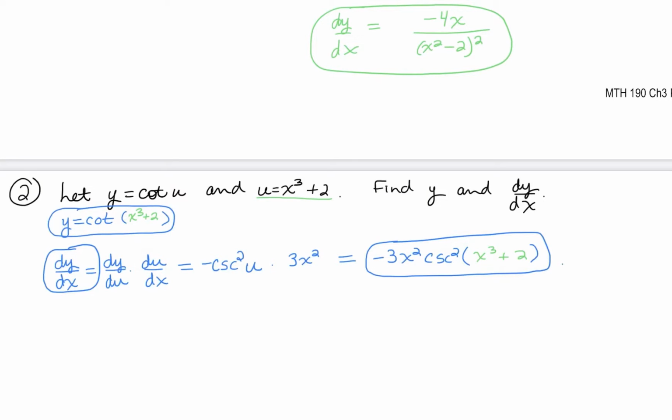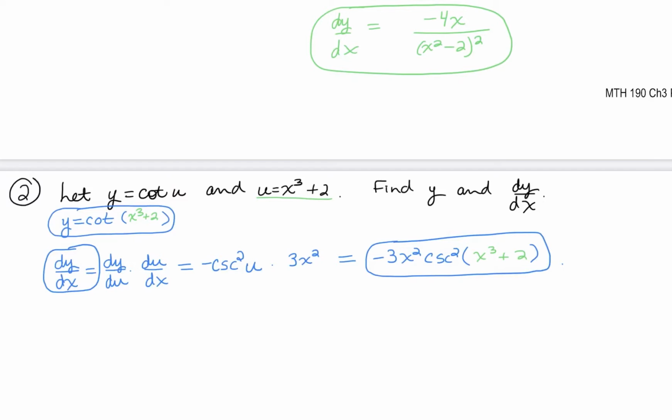Truthfully, some people prefer, even when they're given this original, y equals cotangent of x cubed plus 2, to break it apart and say, okay, my u is x cubed plus 2, and that means my outer function is y equals cotangent of u. Some people like that approach. I probably won't use that as often.